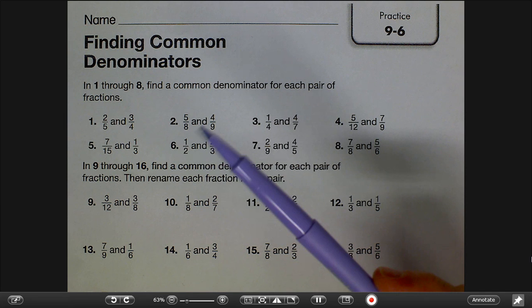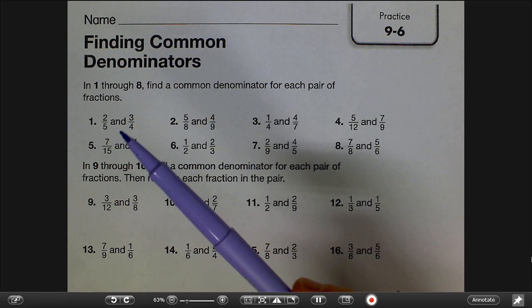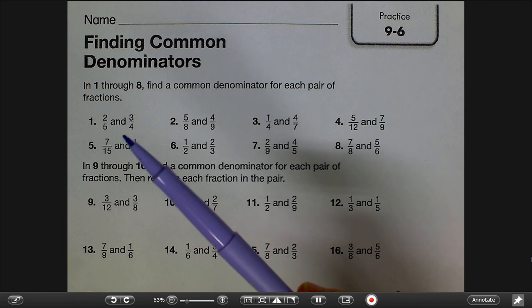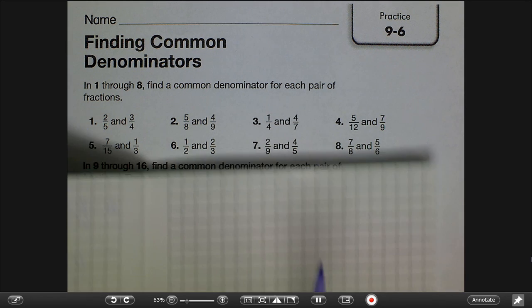In the first section here, we're going to just find what common denominator we would use for each question. We don't even need to rename the fractions, and we don't need to do any adding or subtracting here. We're just thinking about the common denominator. That will be exactly the same process that we used when we did least common multiples. Okay, they're essentially the same thing. So let's go ahead and do number 1 together, and then we'll come down here and do number 9. And in 9 through 16, you're practicing how to find the common denominator and then rename the fraction using that common denominator.